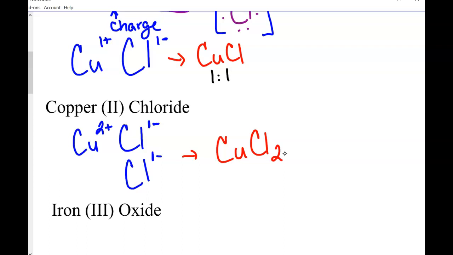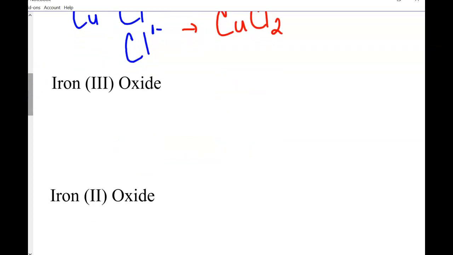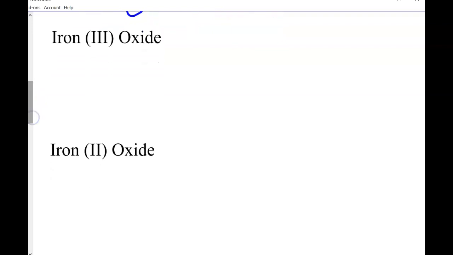All right, now let's do another example. Our next example is going to be iron 3 oxide versus iron 2 oxide. So go ahead and pause the video and see if you can figure out how many irons, how many oxygens you're going to have in each of these examples. All right, now that we're back after you unpause the video, let's take a look.